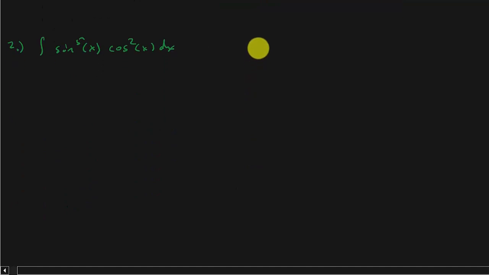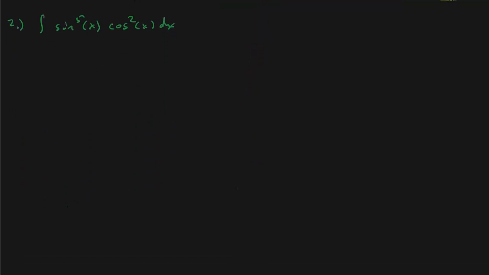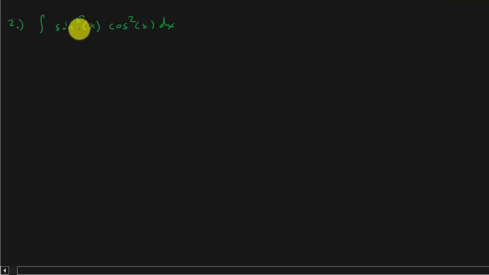All right, let's look at the next problem. On this one, the power of sine is odd, so I'm going to save a factor of sine. That's going to be sine to the 4th x cosine squared x, and then here's that factor I'm saving, sine x dx.